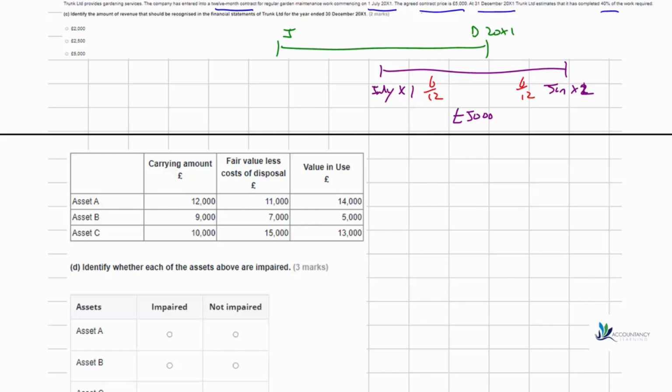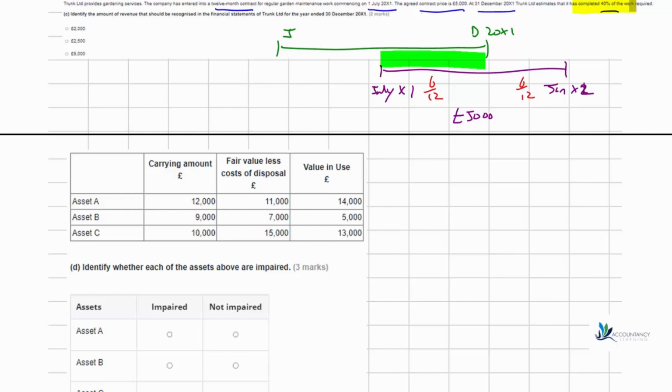So according to the accruals concept, we should recognise revenue according to the amount of services we provided. So we have provided services for 6 months. There are a number of ways that we could work this out. We could take half of the revenue, but the question tells us that we've not actually done half of the work. They estimated they've completed 40% of the work.